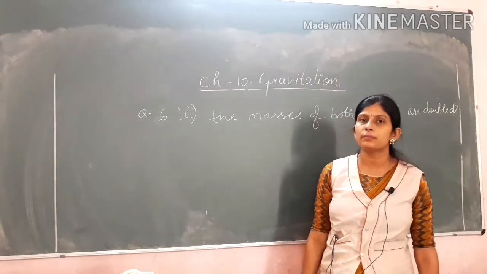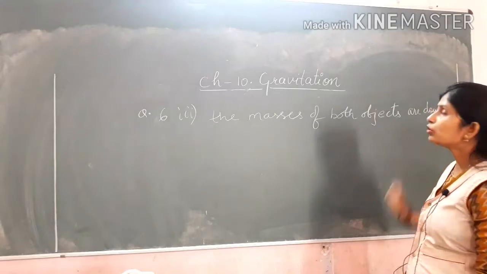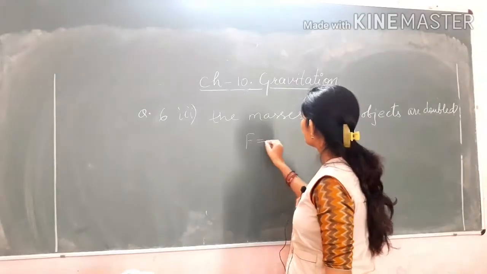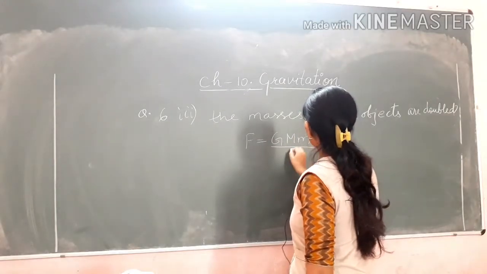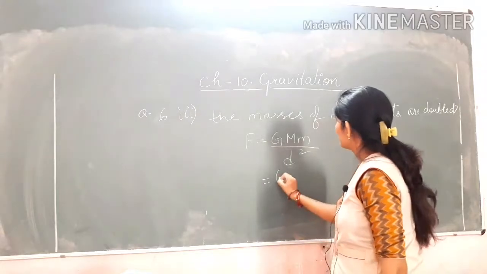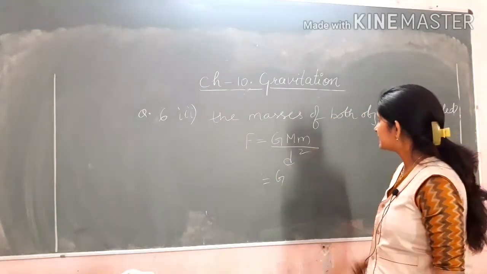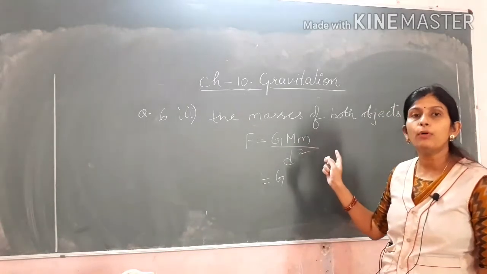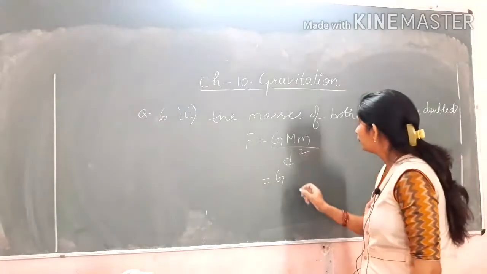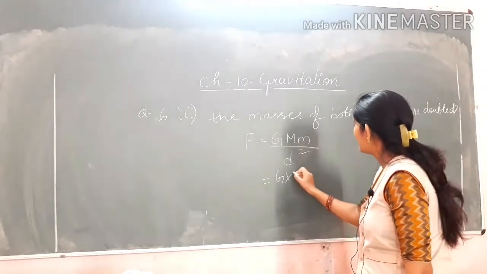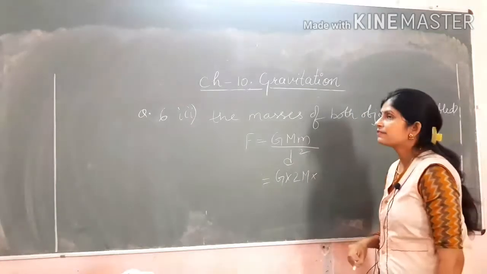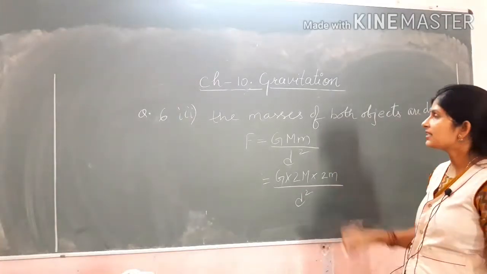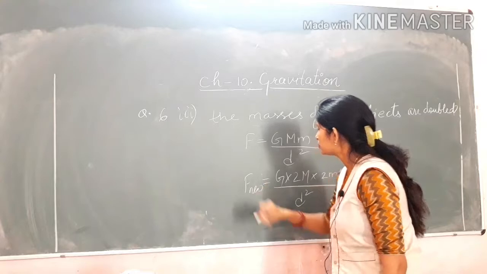Now, third part of question number 6. If the masses of both objects are doubled, then what will be the change in gravitational force? Gravitational force F is equal to GMm upon d square. Now, we will write G as it is. Masses of both objects means capital M, small m, both are getting doubled. So, we will write in place of M twice M, in place of m also twice m, upon d square. So, if masses are changed, then gravitational force will also be changed.